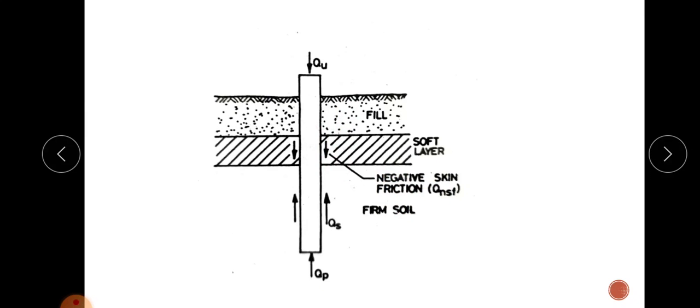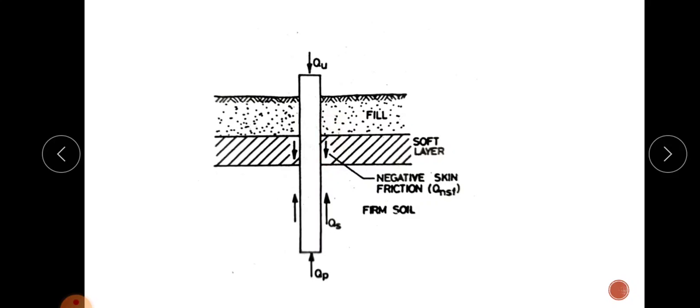Here in this case, when this pile is surrounded by the soft layer, the soil surrounding the pile will settle more than the pile. So there will be a downward drag occurring on the pile. This downward drag is known as negative skin friction.